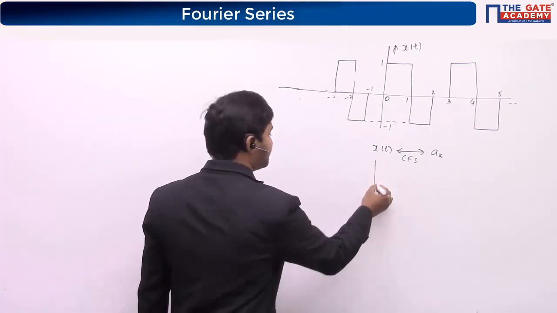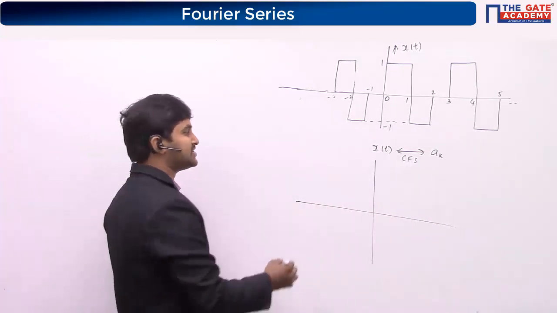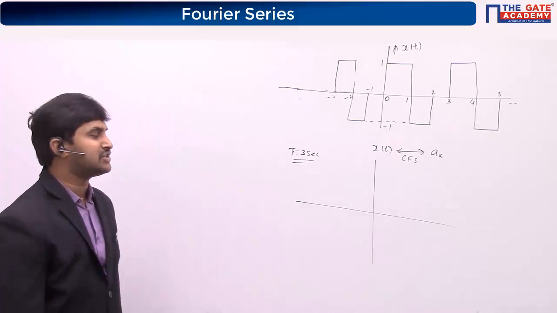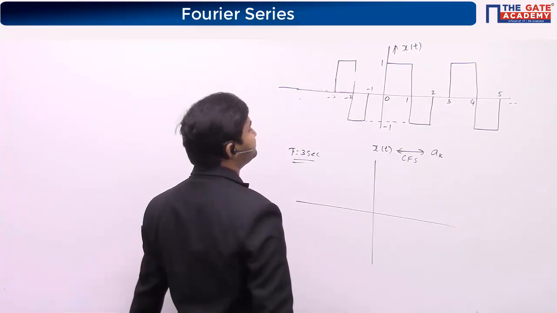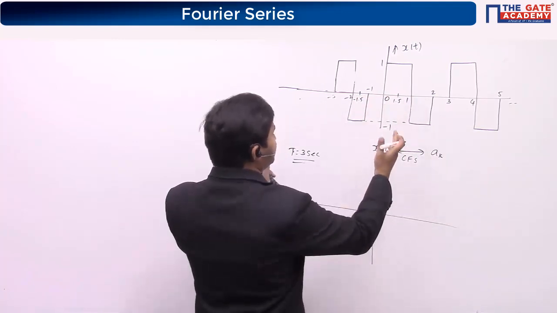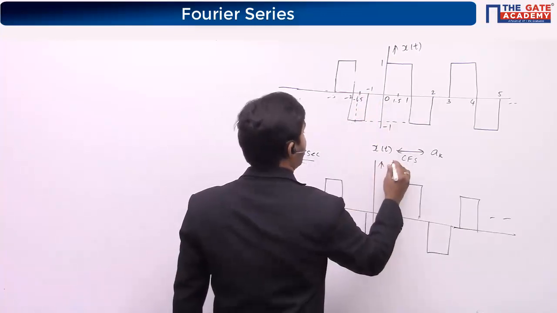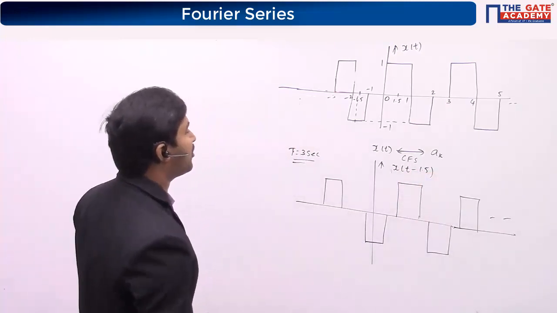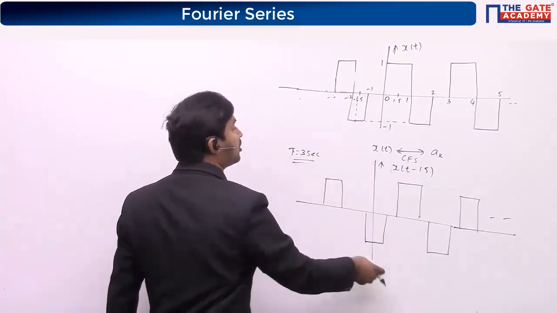Now, when you are shifting the signal by half its time period, as you can see, the fundamental time period of the signal is 3 seconds. From the diagram, it is very clear. So if I shift the signal by half its time period, here it is minus 1.5 and here it is plus 1.5. If I shift it towards the right, then this part comes to the origin. So this is x of t minus 1.5, because you have shifted it towards the right by 1.5 units.